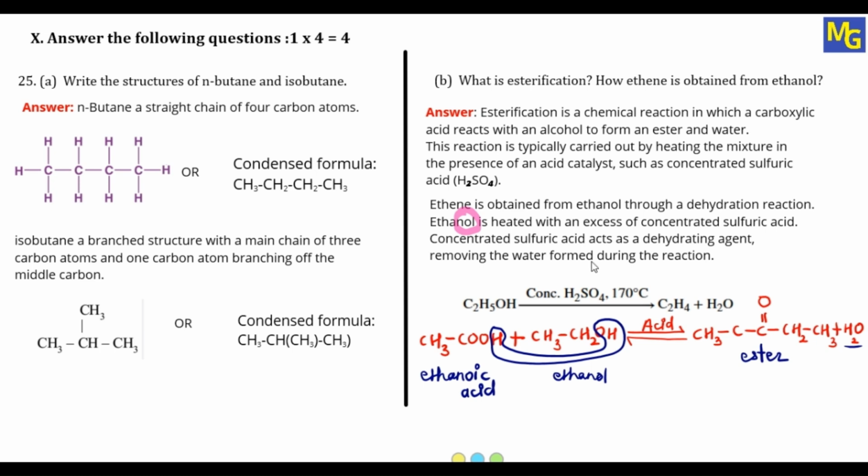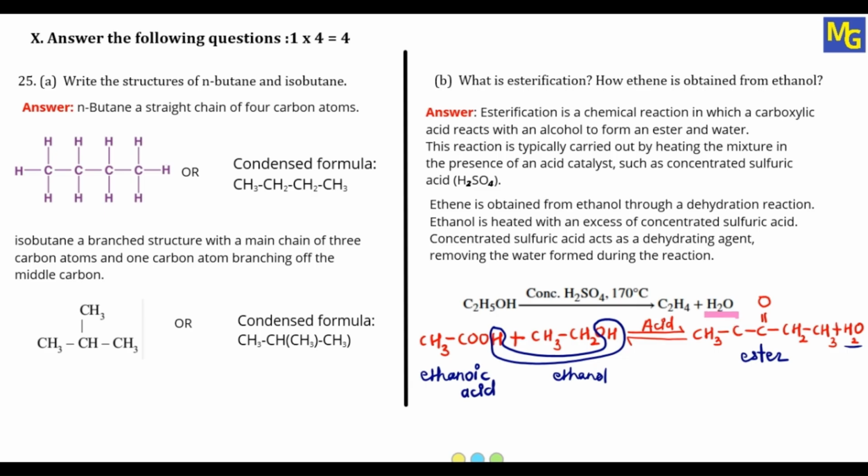So the reaction of this can be given like this. See here, C2H5OH is nothing but ethanol, that is alcohol. And when you take concentrated sulfuric acid and heat it up to 170 degrees Celsius, this will become C2H4, that is ethene, and water will be removed. This reaction also can be explained in detail.